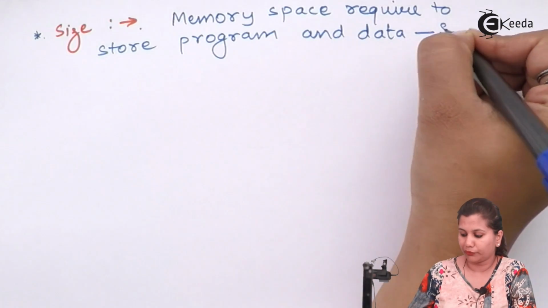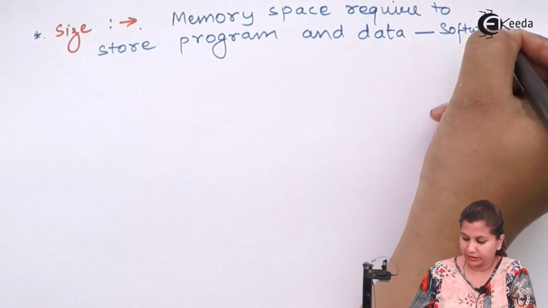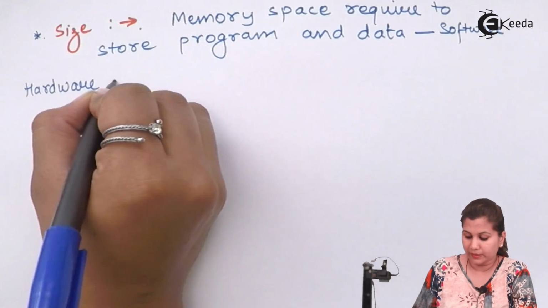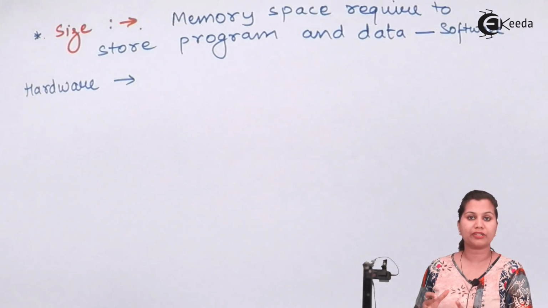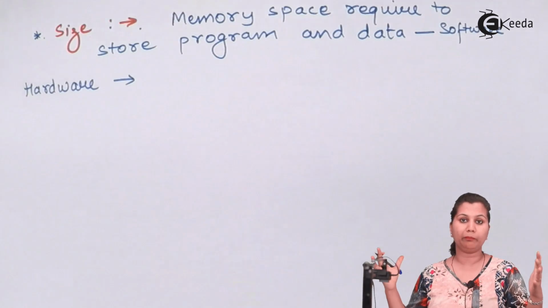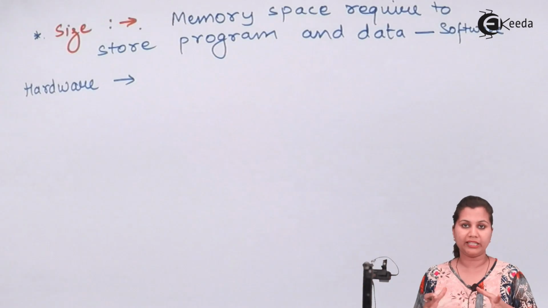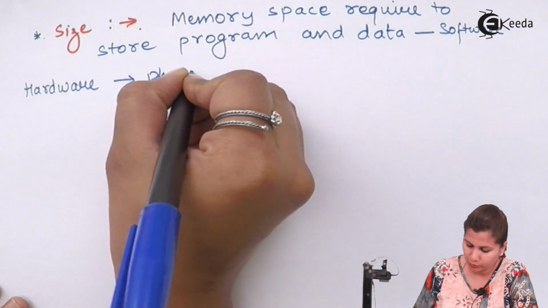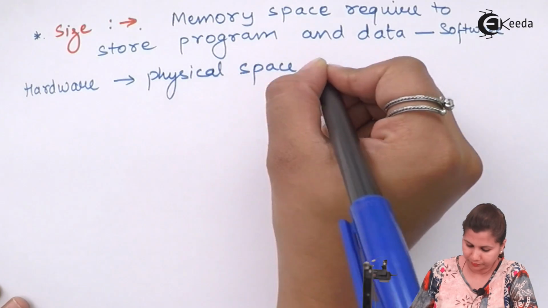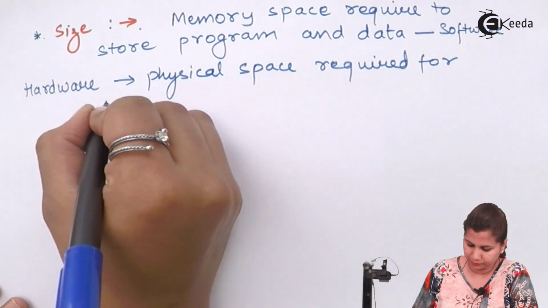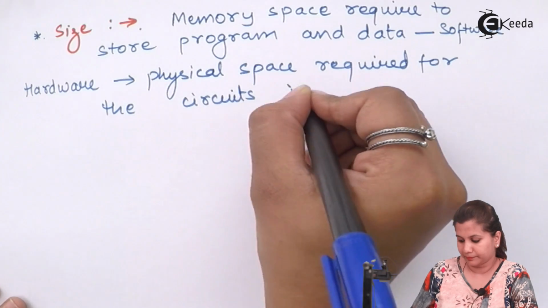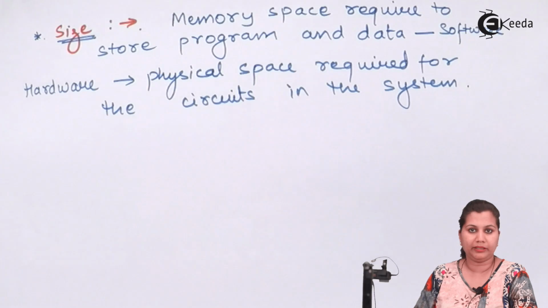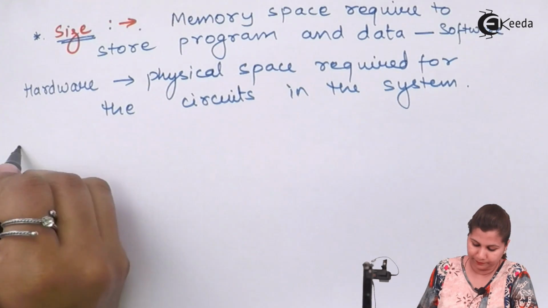That is for the software. If we take the case for hardware, then the circuits are going to acquire the physical space. Like if the circuit is very big, then it is going to acquire a very large space. So for the hardware it includes the physical space required. So size is also an important parameter for the embedded systems.